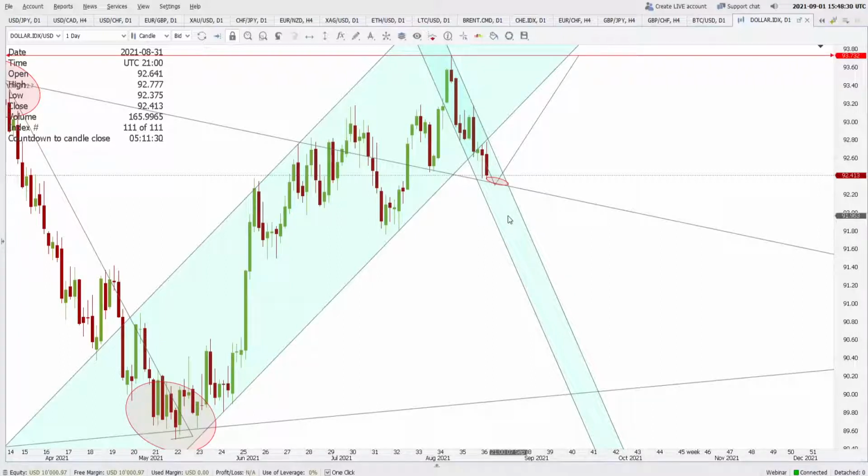But right now we don't have to make the decisions. This decision has to be made by the big players, like big institutional investors. Do they want to support the dollar here, or do they want to take away the support here? Whichever way they go, we will know from the candlestick formation and we will go with them, right?